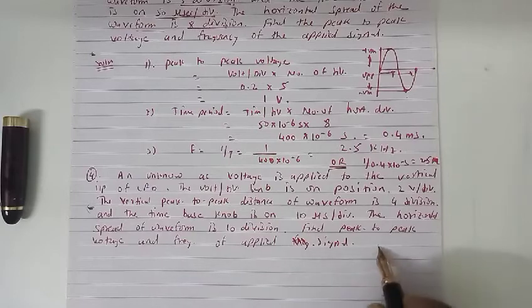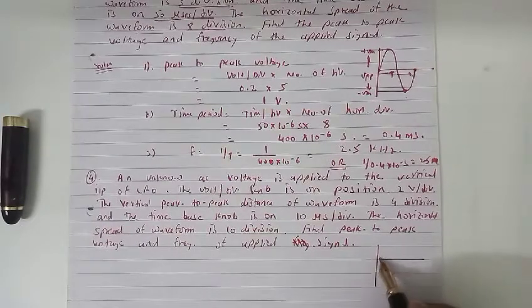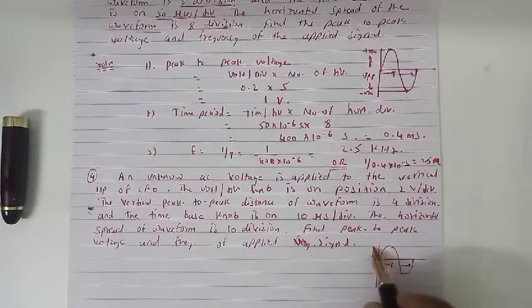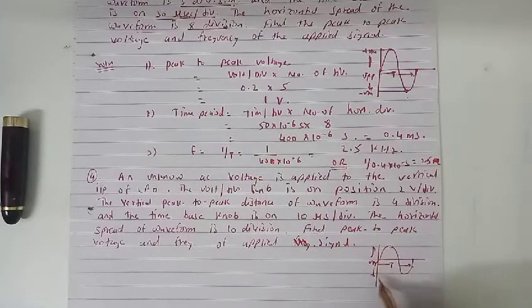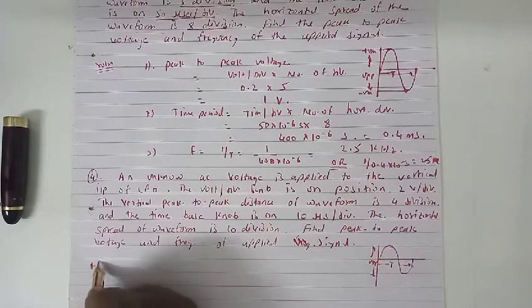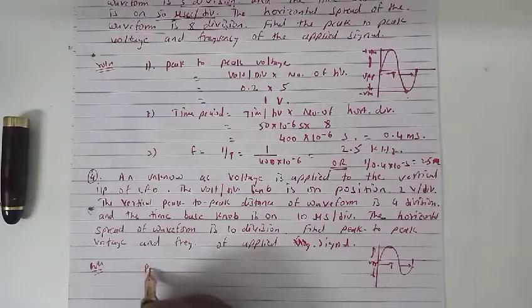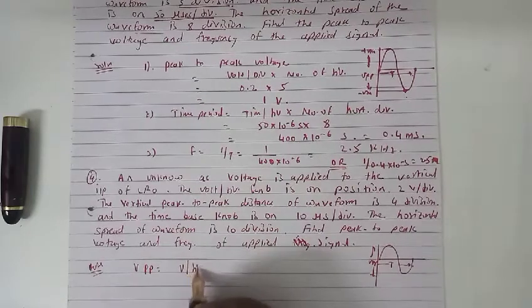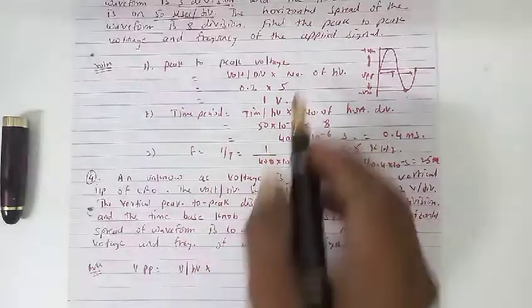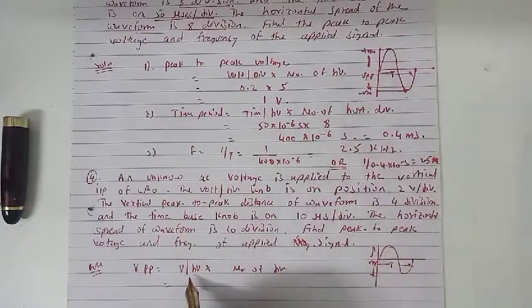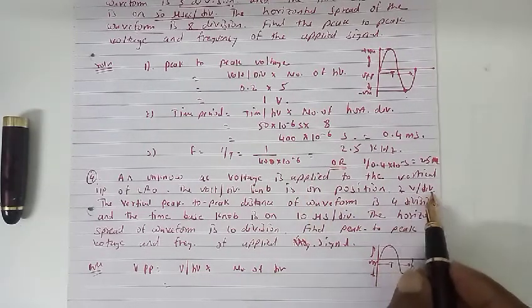So again the same thing: if you have this particular wave, this is the time, and this is the particular VPP you are going to calculate. So again you have to write down the solution. The peak to peak voltage VPP is equal to volt per division multiplied by the number of divisions. What will be the value for that? You have the volt per division, which is 2 volt per division.